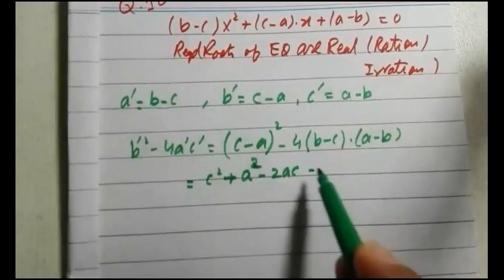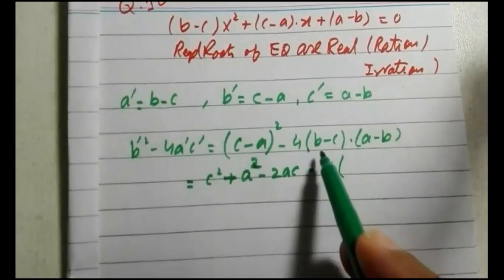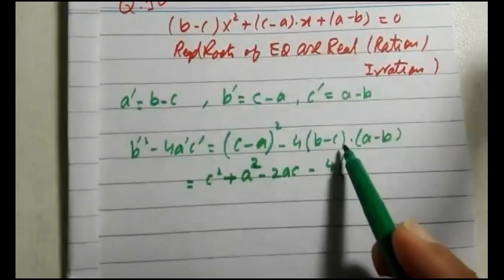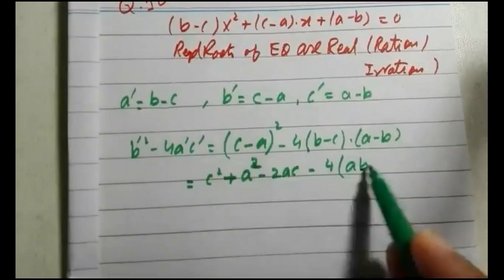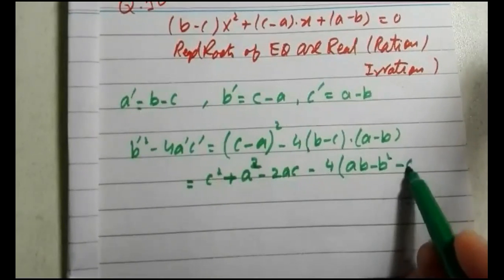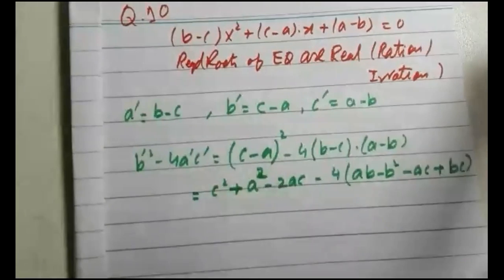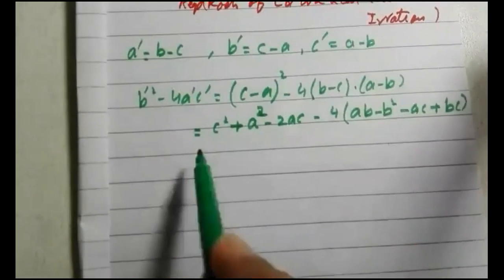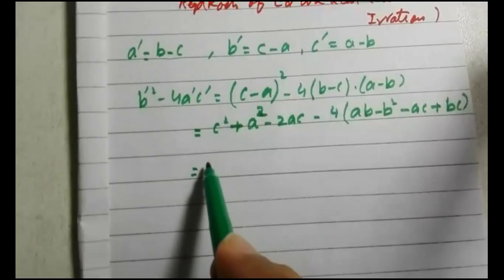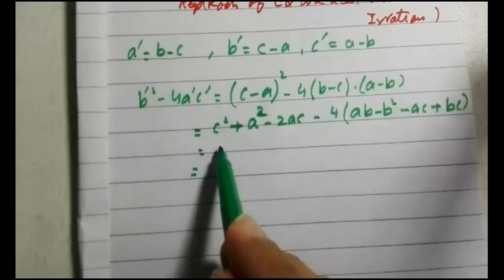Then minus 4 will be as it is. I would recommend keeping 4 outside first, and getting these two brackets multiplied. It will become ab minus b square minus ac plus bc. And then c square will be written as it is, no change at all.